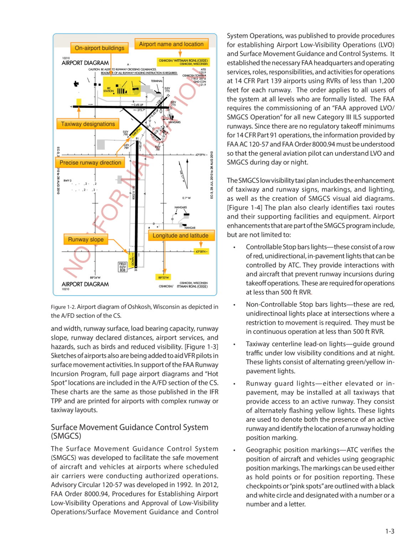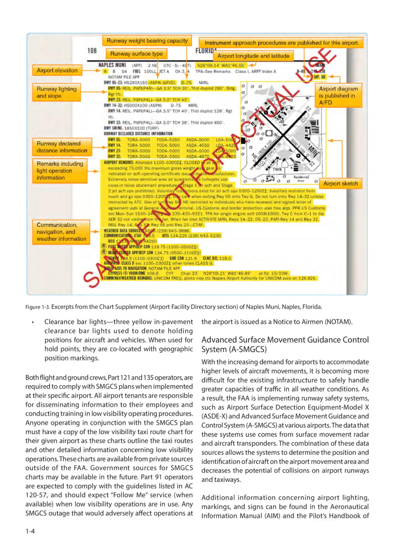Geographic position markings: ATC verifies the position of aircraft and vehicles using geographic position markings. The markings can be used either as hold points or for position reporting. These checkpoints, or pink spots, are outlined with a black and white circle and designated with a number or a number and a letter. Clearance bar lights: three yellow in-pavement clearance bar lights are used to denote holding positions for aircraft and vehicles. When used for hold points, they are co-located with geographic position markings.